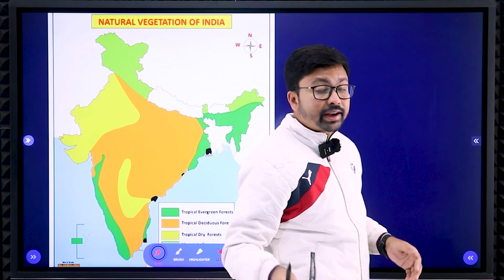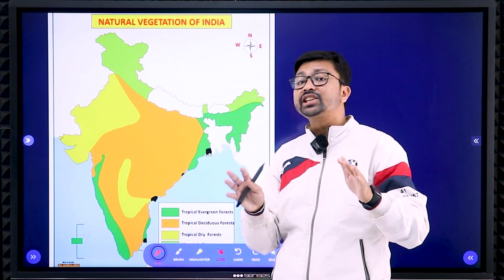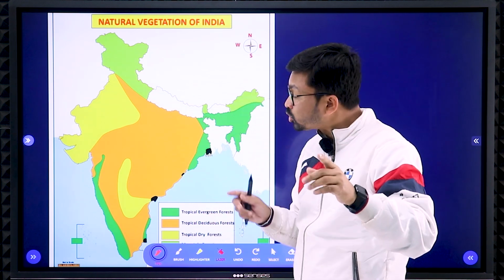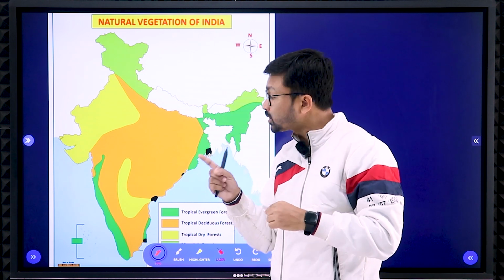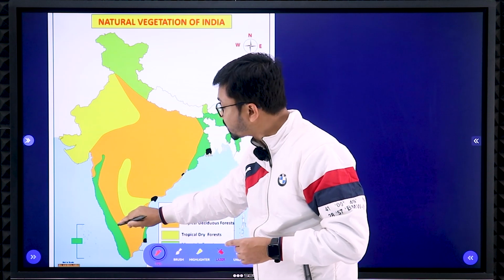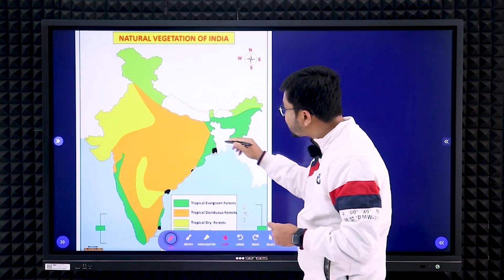Here you can see the map of India. This is the general distribution of natural vegetation in India. So you have studied the climate chapter, so you can connect those climate chapters very easily. These are the places where the rainfall is maximum: the western part of the Western Ghats as well as the northeastern states.